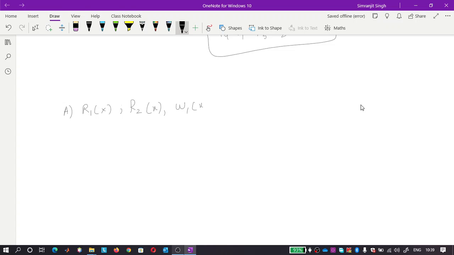So I'm writing the four options. You just have to find the conflict serializable schedule. Okay, so X is the same. Just don't think that this is a different data item. I'm writing the same X.